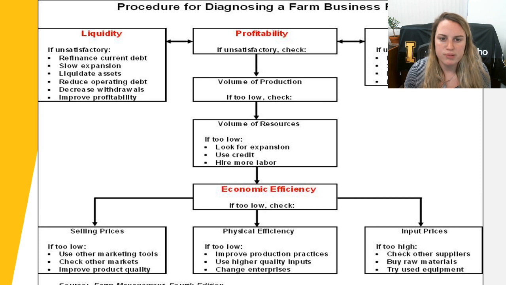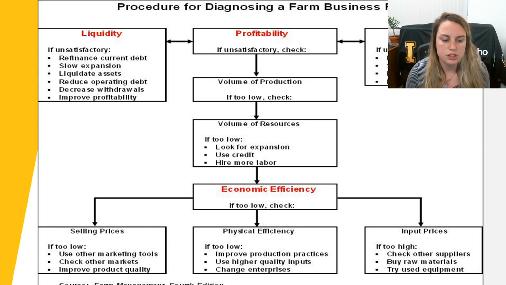If profitability is unsatisfactory, check volume of production. If too low, check volume of resources. If too low, look for expansion, use of credit, hire more labor. Then we can look at economic efficiency. If too low, check selling prices. Are you getting the best price for your product?